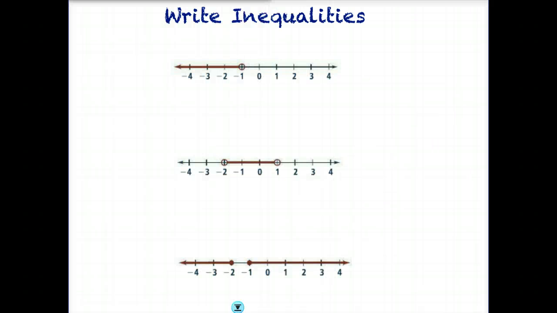All right, last slide. Let's write some inequalities. Let's practice doing that. So we have the graph already, and we want to write an inequality that matches the graph. In this first example, we have our x with an open circle here at -1, and we go to the left. So this is an easy one. We want all the x's to be less than -1, but not including -1.